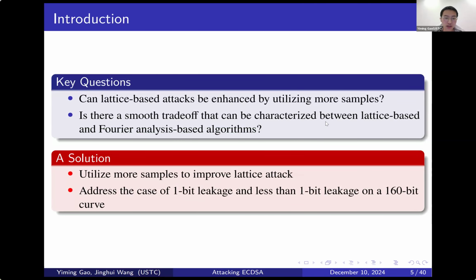So it naturally leads to key questions. Can lattice-based attacks be enhanced by analyzing more samples? And is there a smooth trade-off between the two approaches? In this paper, we give a solution. By analyzing more samples to improve the lattice attack, we significantly bridge the gap between the two approaches. In practice, we address the case of 1-bit leakage and less than 1-bit leakage on a 116-bit curve, which is considered extremely difficult for other lattice attacks.